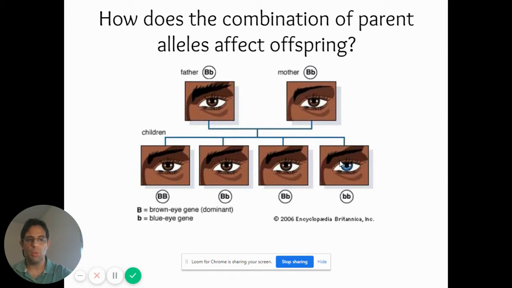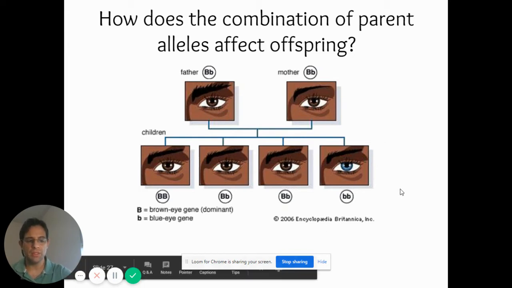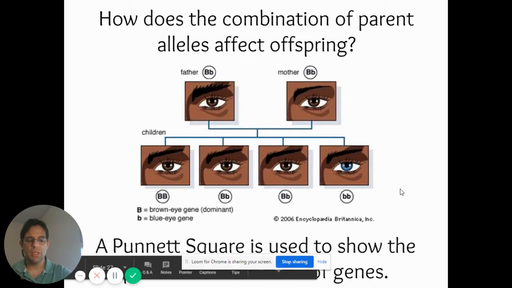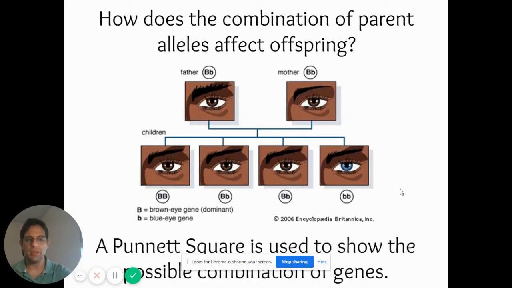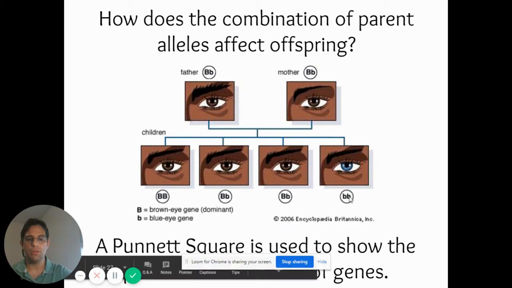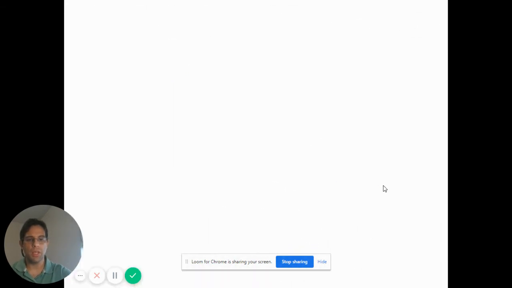So it's going to be 1 out of 4 chances that you have, if both parents are heterozygous, 1 of 4 chances to express the blue color, or 25%. 75% are the chances for you to express brown color. So this is how you're going to learn how to check these, and the Punnett square is used to show how these probabilities for the genes work.